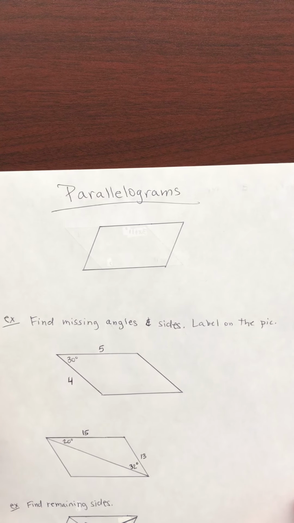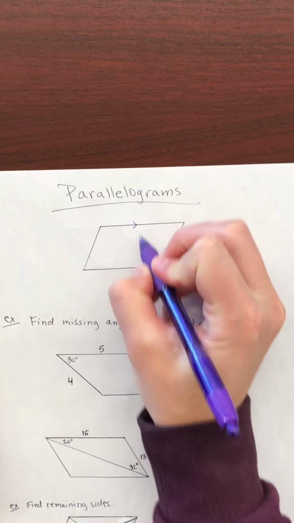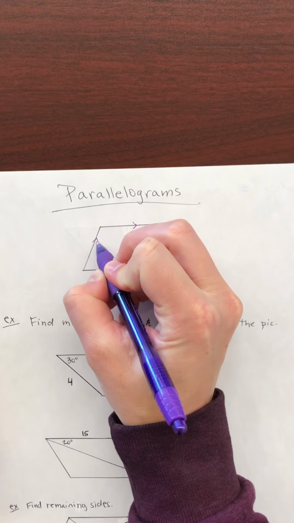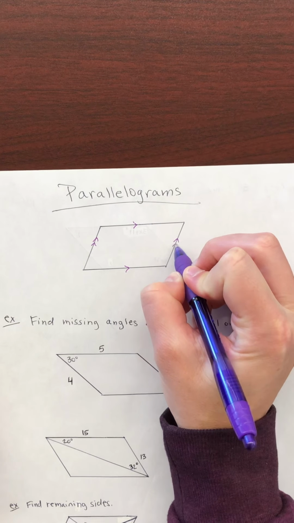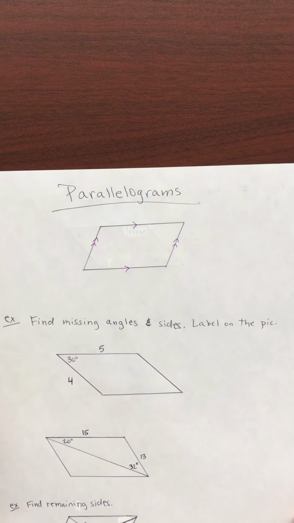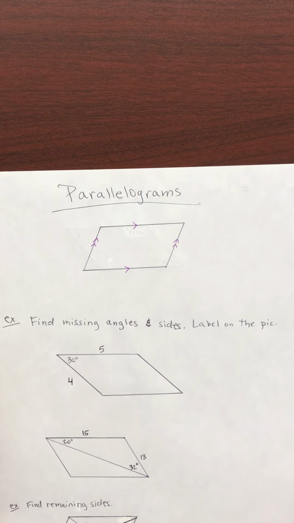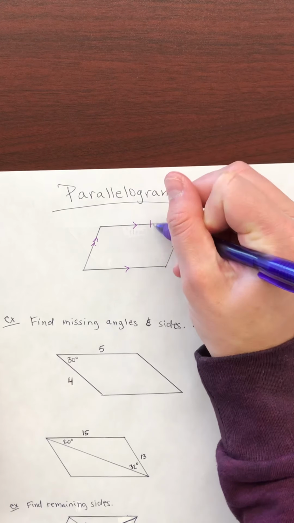All right, the second homework for the week is on parallelograms. What is a parallelogram? It is a quadrilateral where opposite sides are parallel. That's what defines a parallelogram. Some special properties about parallelograms is opposite sides are congruent.